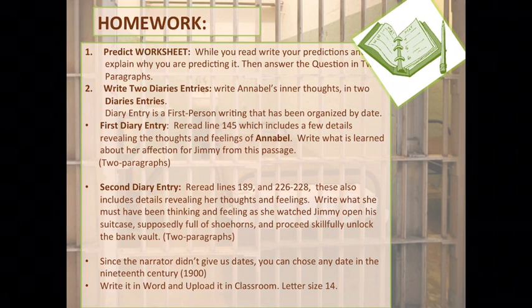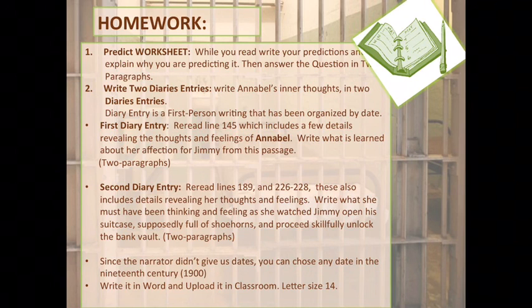After you read, I'm sending you a predict worksheet to use while you read. You can write your predictions and explain why you are predicting them, and answer the question in 2 paragraphs. Then, I'm asking you to write Annabelle's inner thoughts in 2 diary entries. A diary entry is a first-person writing that has been organized by date.